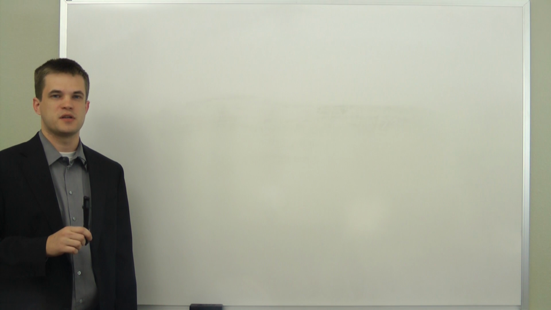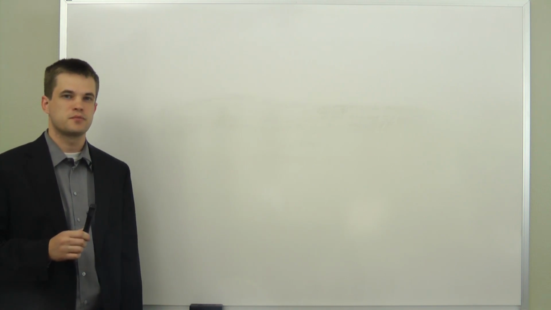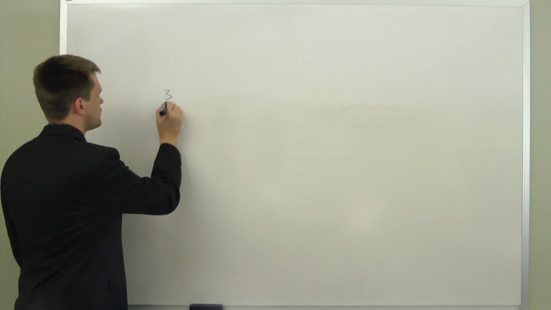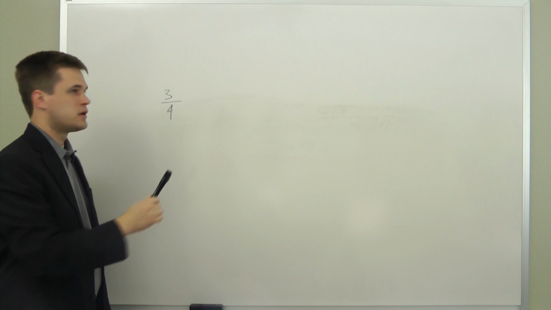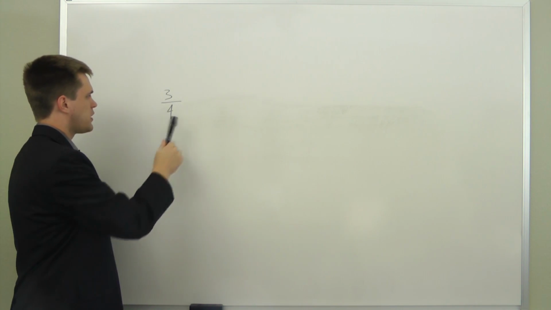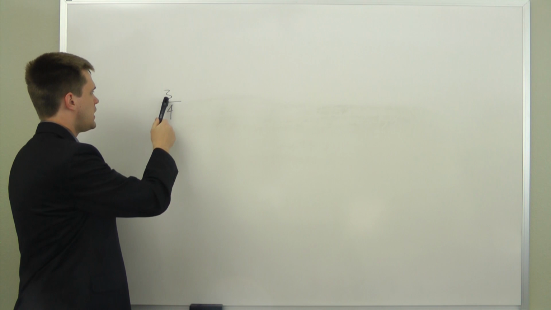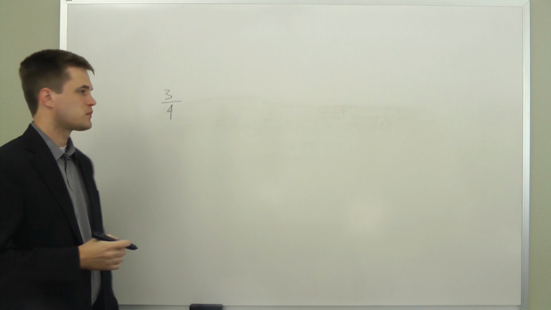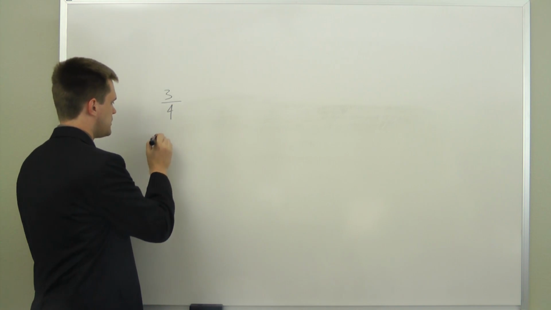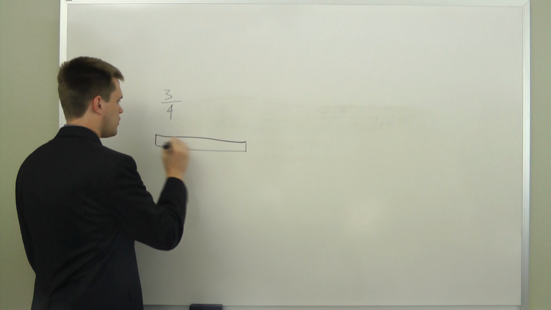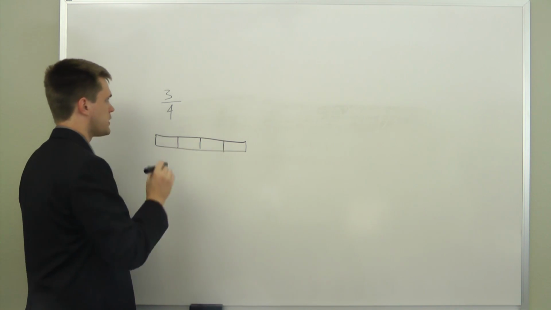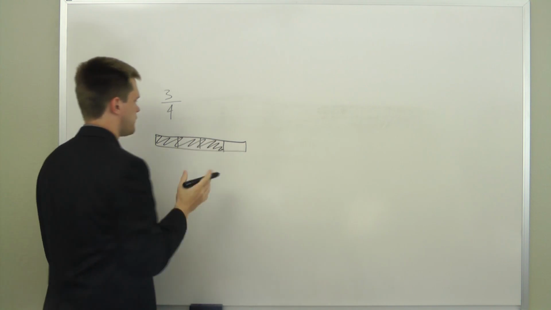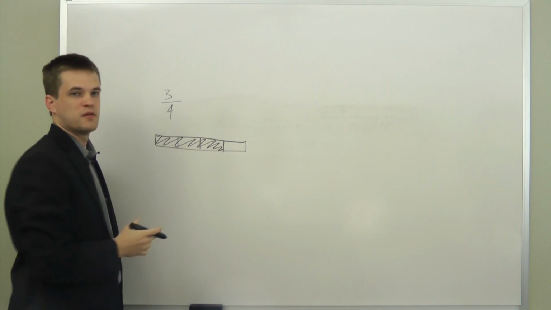In this video, I want to discuss improper fractions and mixed numbers. Just to review real briefly, a fraction has a numerator and a denominator. And the denominator represents how many parts we're breaking up the whole into, and the numerator, the top number, represents how many of those parts we're counting. So if we say 3/4, it means we've broken up this whole, whatever it may be, into 4 equal parts, and then we're considering 3 of them. So for instance, I've shaded 3/4 of this rectangle here.